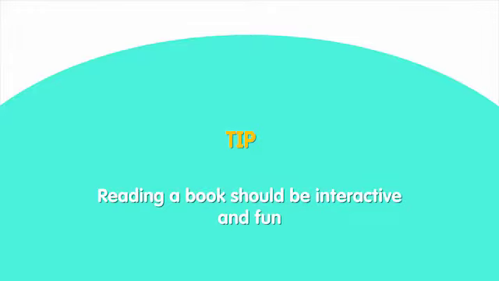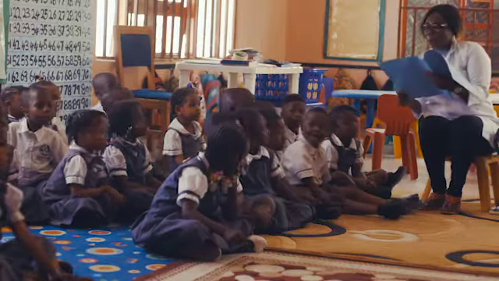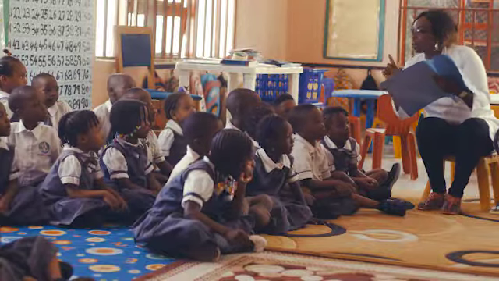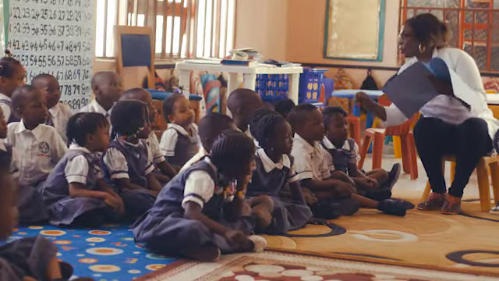Reading a book should be interactive and fun. This can be done by reading expressively in an engaging manner. Involve pupils when you read to them, so story time becomes exciting and dynamic.